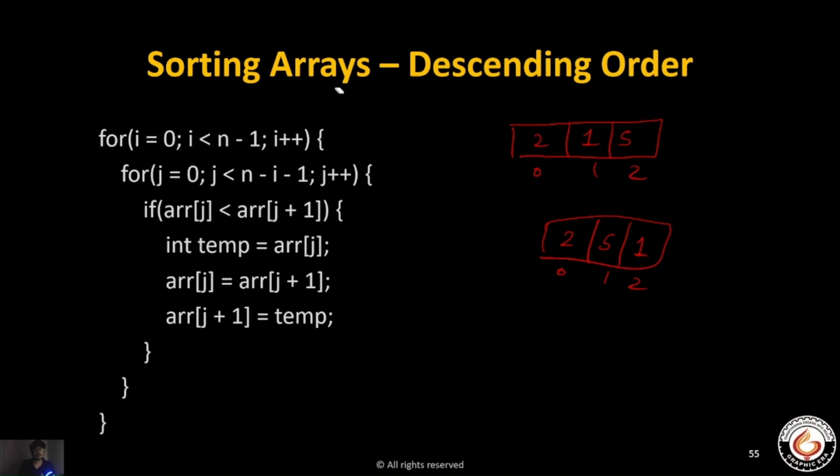Now the value of i will be 1. Is 1 smaller than 3 minus 1, that is 2? Yes, that's correct. So we will go inside here. Now the value of j is 0. Is 0 smaller than n minus 1 minus 1? The value of n is 3, so is 0 smaller than 1? Yes, that's correct. So we will go inside here now.